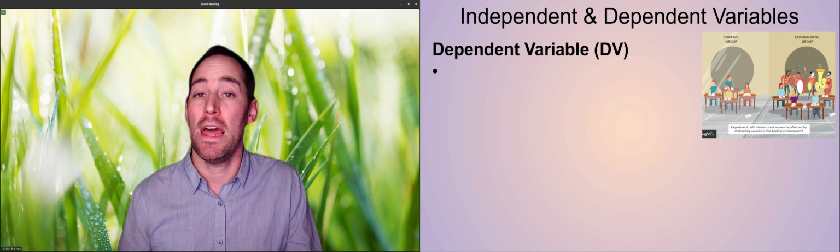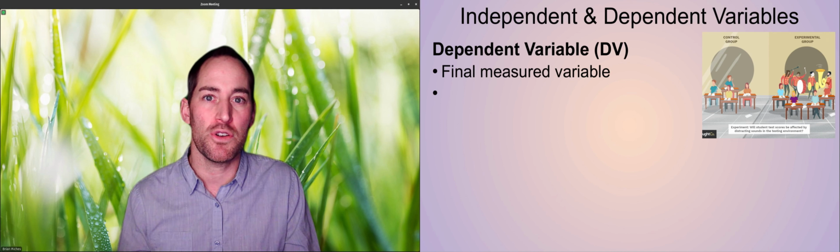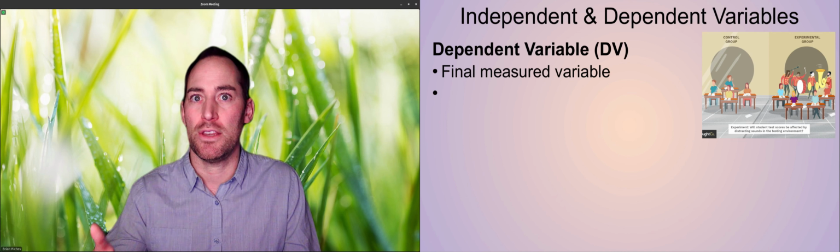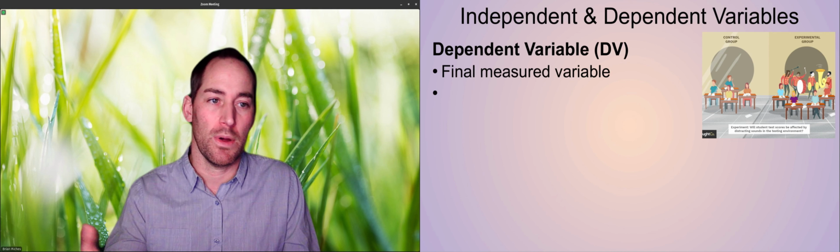So what is our dependent variable? Dependent variable, you could think of this as kind of the final measured variable. Again, you can also have multiple dependent variables. Maybe they do a science test and a math test, both of those. Oh, well, I just gave the answer.